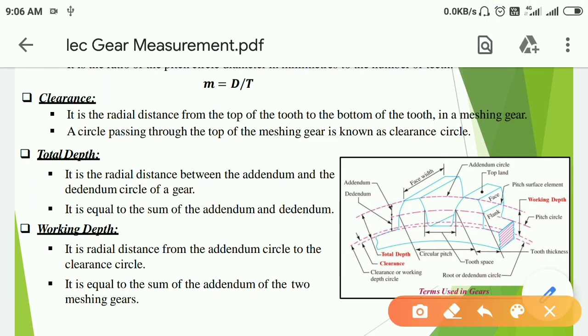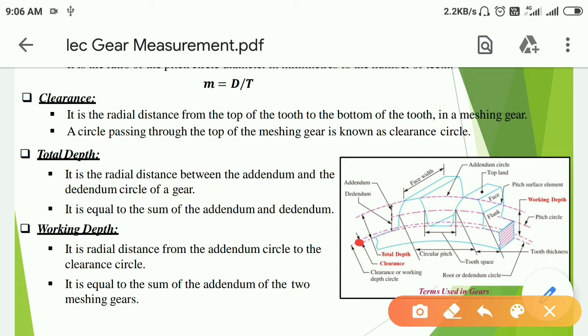Here it is. A circle passing through the top of the meshing gear is known as clearance circle. Here clearance is required in gears to avoid friction and failure of the gear. That we should remember.